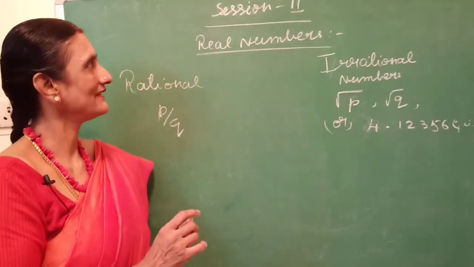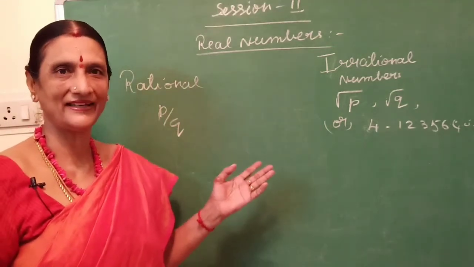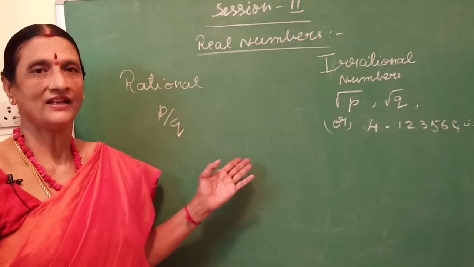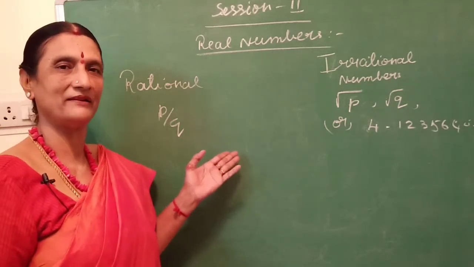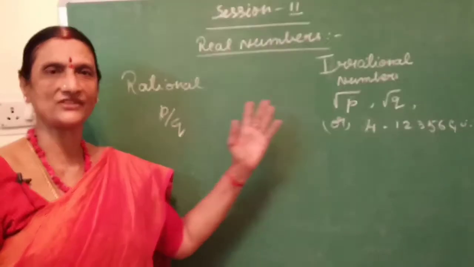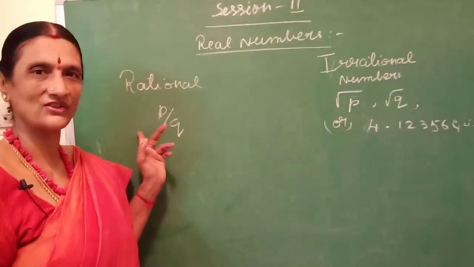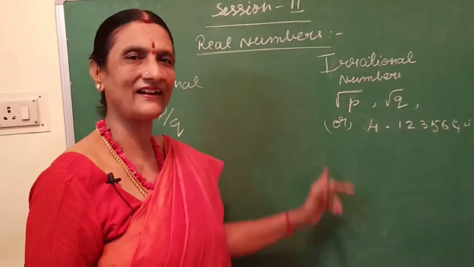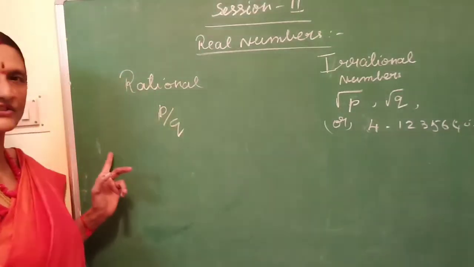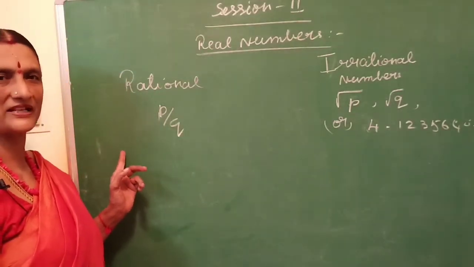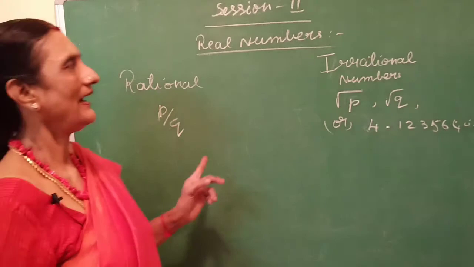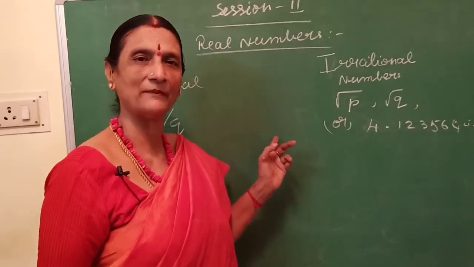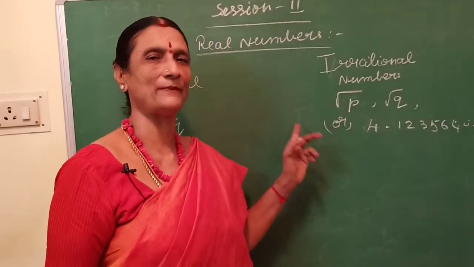Rational and irrational numbers put together, we call them real numbers. So the set of real numbers has two major sections: one is rational numbers and the other is irrational numbers. In the rational numbers we have numbers which can be expressed in the form p by q, and in irrational numbers we have numbers which cannot be expressed in the form p by q.